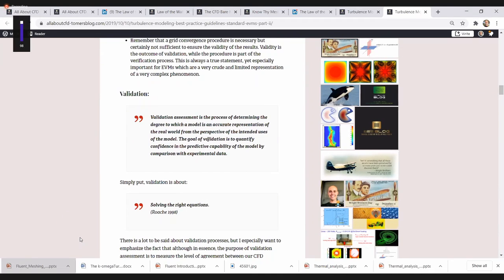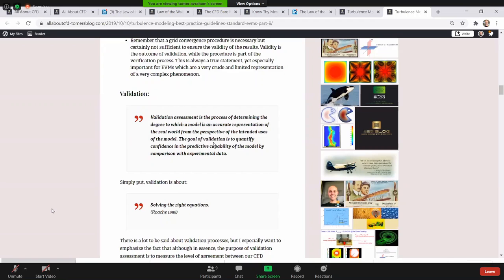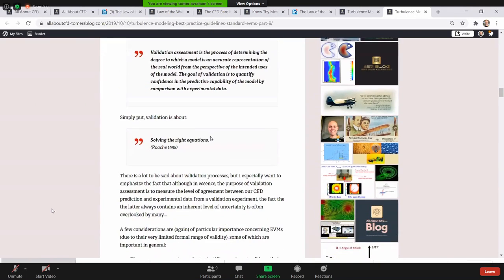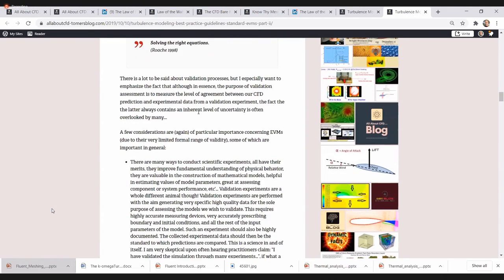The formal definition of validation is the degree to which a model is an accurate representation of the physics. Okay, how do we usually do this? By experiment.